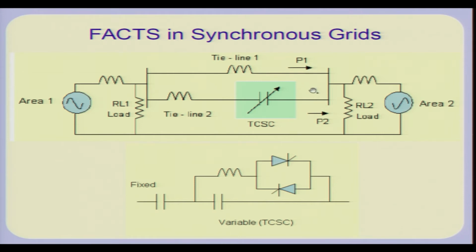But again, this is still a synchronous grid, and P1 plus P2 itself cannot be controlled, but P2 can be controlled locally by varying the reactance of this. So, the sharing of power in fact can be controlled by varying the reactance of a series connected controllable device. This controllable device here is also called a thyristor controlled series compensator. Okay. In fact, it is a capacitor in parallel with a controllable reactor. So, the parallel combination of this controlled reactor and the capacitor gives you effectively a variable capacitance, okay, capacitive reactance at fundamental frequency.